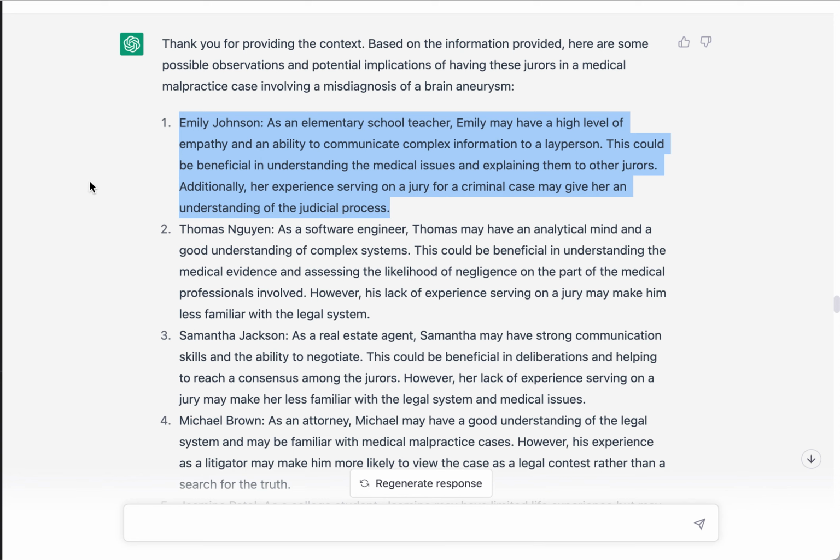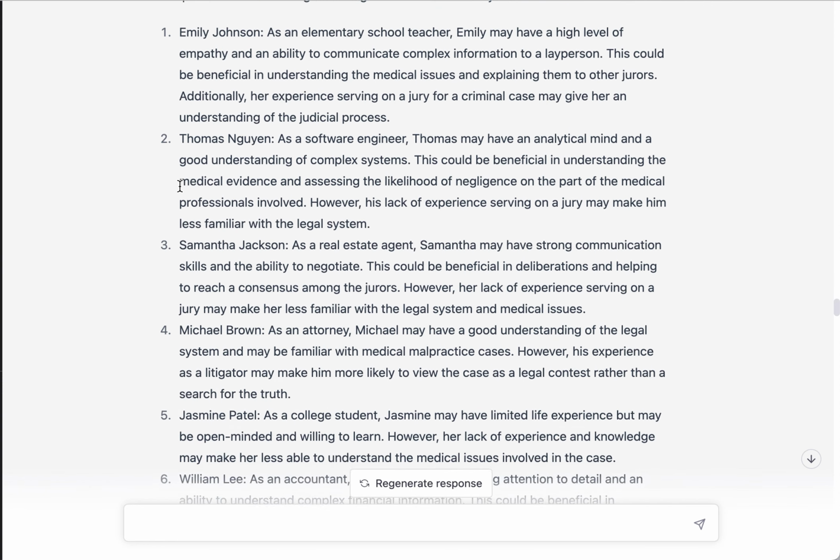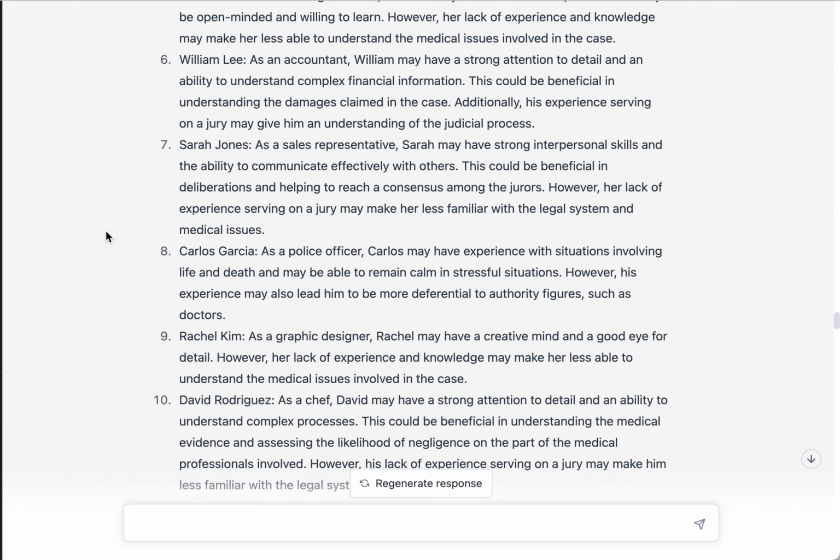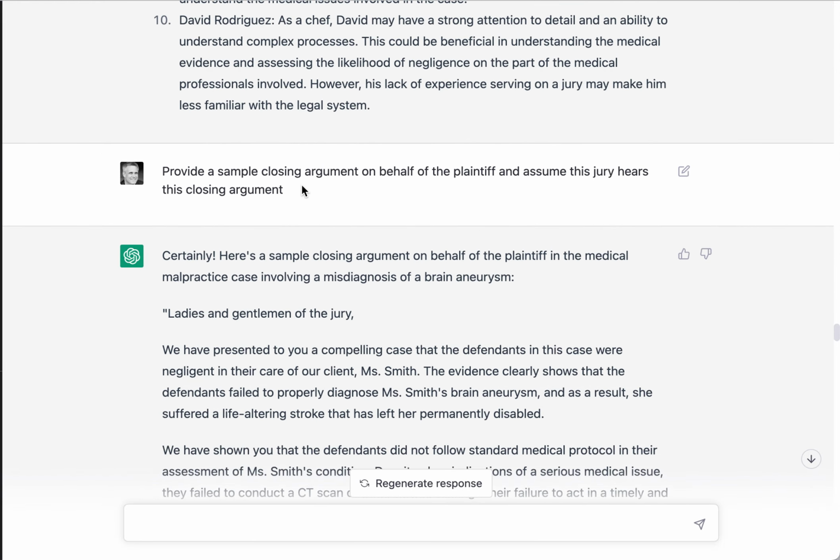what Emily may have: high level empathy and ability to communicate complex information to a layperson. This could be beneficial in understanding medical issues and explaining them to other jurors. So, really getting some interesting insight into the background or the persona of the juror and how they might play a role in deliberation on this case. So you see, we go all the way down to David Rodriguez.